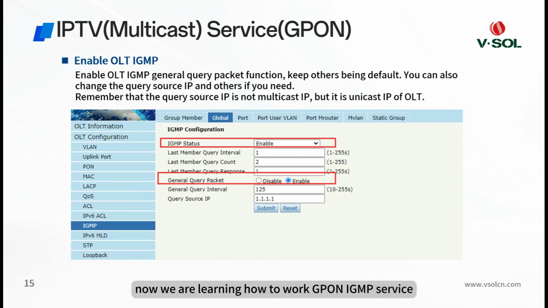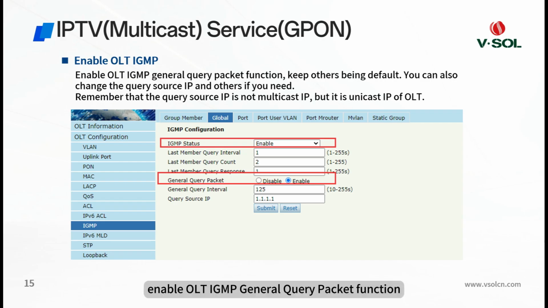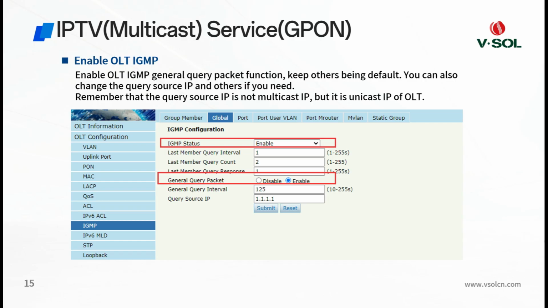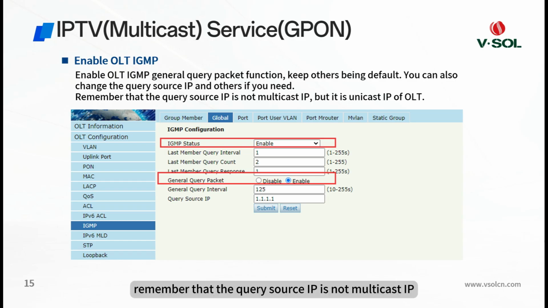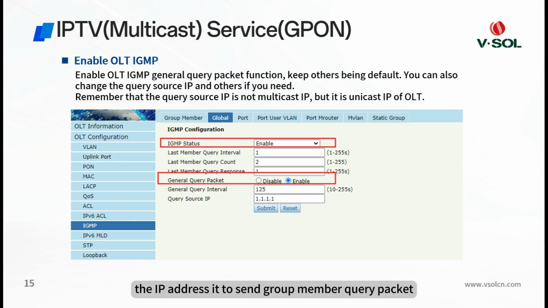Now we are learning how to work GPON IGMP service. Same as the EPON configuration. Enable OLT IGMP general query packet function. Keep others default. You can also change the query source IP and others if you need. Remember that the query source IP is not a multicast IP, but the unicast IP of the OLT. The IP address is used to send group member query packets.